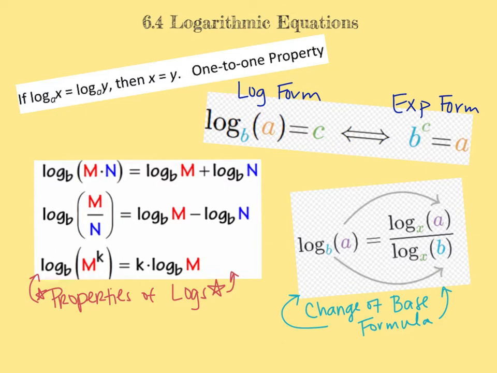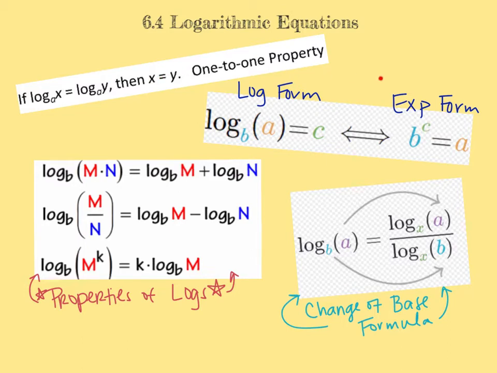So I know we don't have them all completely memorized. I have the ones that we're going to be using here on this page. These are nice screen grabs that I found from different websites, so they're not using the exact same way that I wrote them in that video, but you get the idea. We're going to be using the one-to-one property, which is a pretty obvious idea. If you have two logs equal to each other with no other terms and they have the same base, then their insides must equal each other.